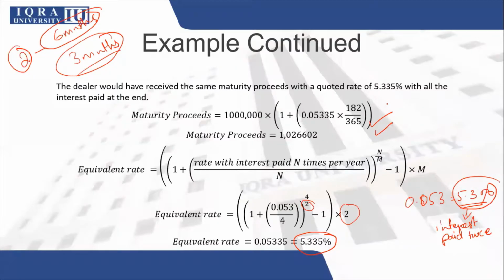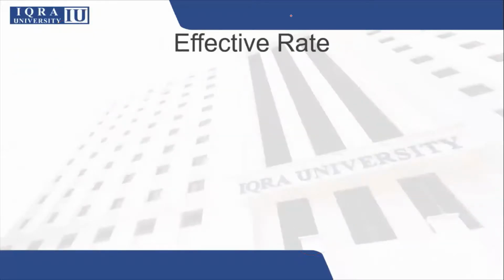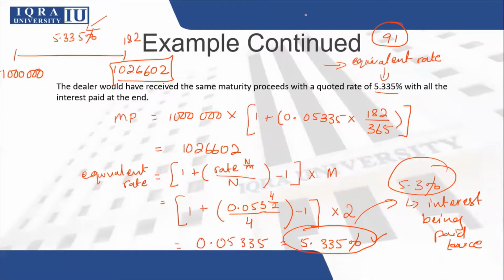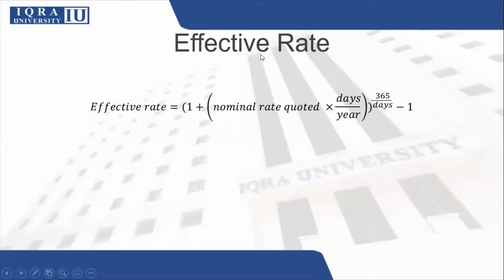Now moving ahead to the next concept of effective rate. Now we're going to discuss the effective rate. The equivalent yield with interest paid only once per year is known as the annual equivalent rate or the effective rate. For example, in the previous question, we assumed that the interest was being accumulated for 91 days and then 182 days. So that means after 3 months, and then 6 months.